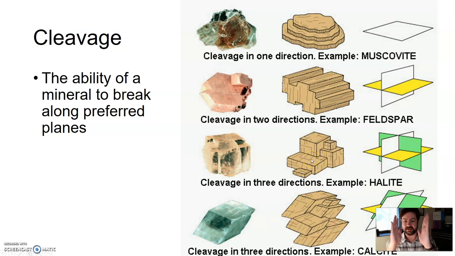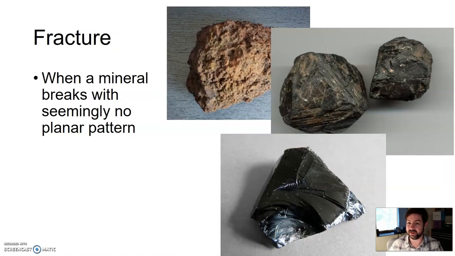Sometimes the things are nice and neat and parallel and perpendicular, but sometimes things are slanted a little bit. So you can get, for instance, three directions of cleavage, but just a little bit slanted. You can get four directions of cleavage. So again, it's how a mineral breaks. Because of the atomic structure of these things, when you smack certain minerals and break them, they break into these nice, neat little planes. Sometimes they don't. Sometimes you hit a mineral and it just breaks into nothing.